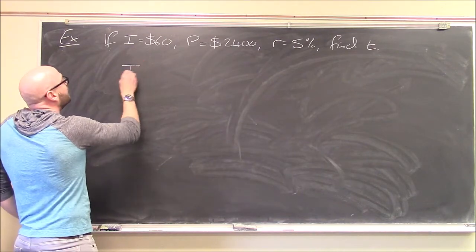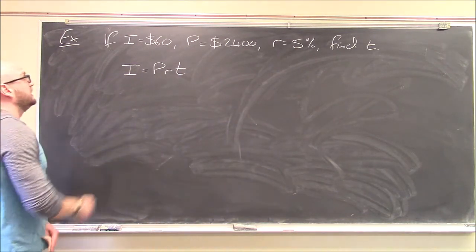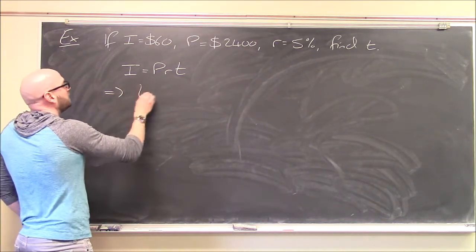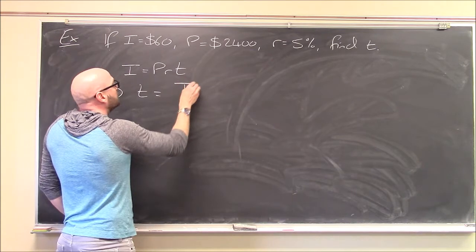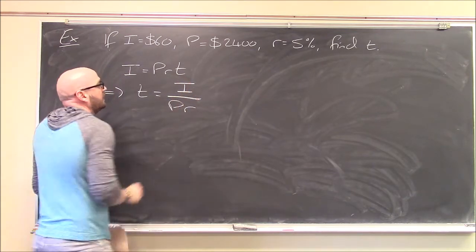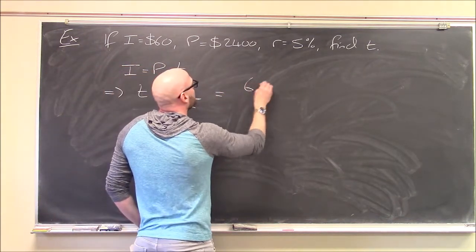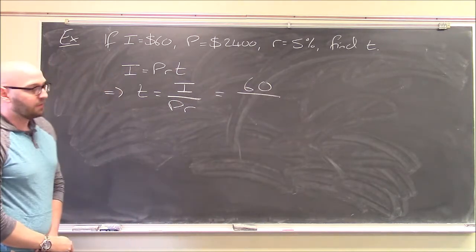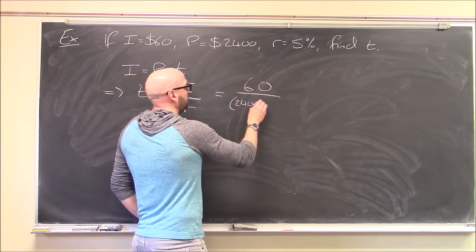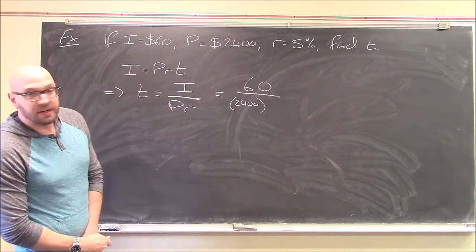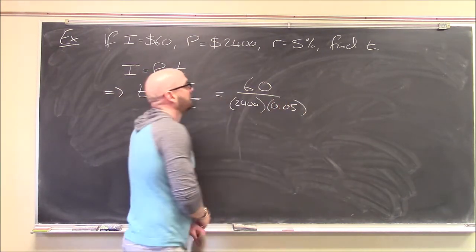So once again, our simple interest formula is I is PRT. I want to solve for T. I'm asked to find T, so let's figure out what T would be. If I'm isolating T, I just need to divide both sides by PR, right? So T is going to be I over PR. And now we just have to plug these things in. My total interest is 60. Our principal is $2,400. And R, the annual rate, is 5%. So once again, converting that to decimal is 0.05.